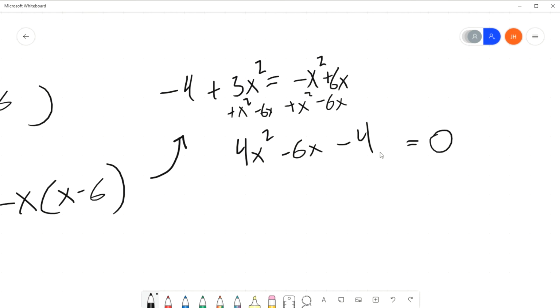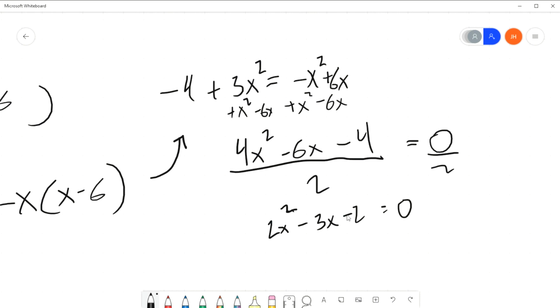All right, how do I factor this guy? Well, every term has a multiple of 2. So I'm going to actually divide this all by 2. And I have 2x squared minus 3x minus 2 equals 0. And we got to factor this guy.